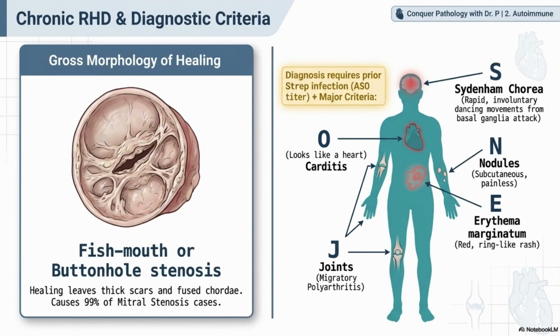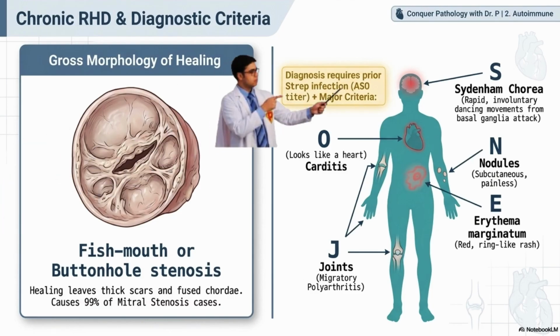When that acute inflammation heals, we get chronic rheumatic heart disease. The gross morphology of this healing shows thick scars and fused chordae. This creates the classic fish mouth or buttonhole stenosis you see in the image. Remember, this process causes 99% of mitral stenosis cases.